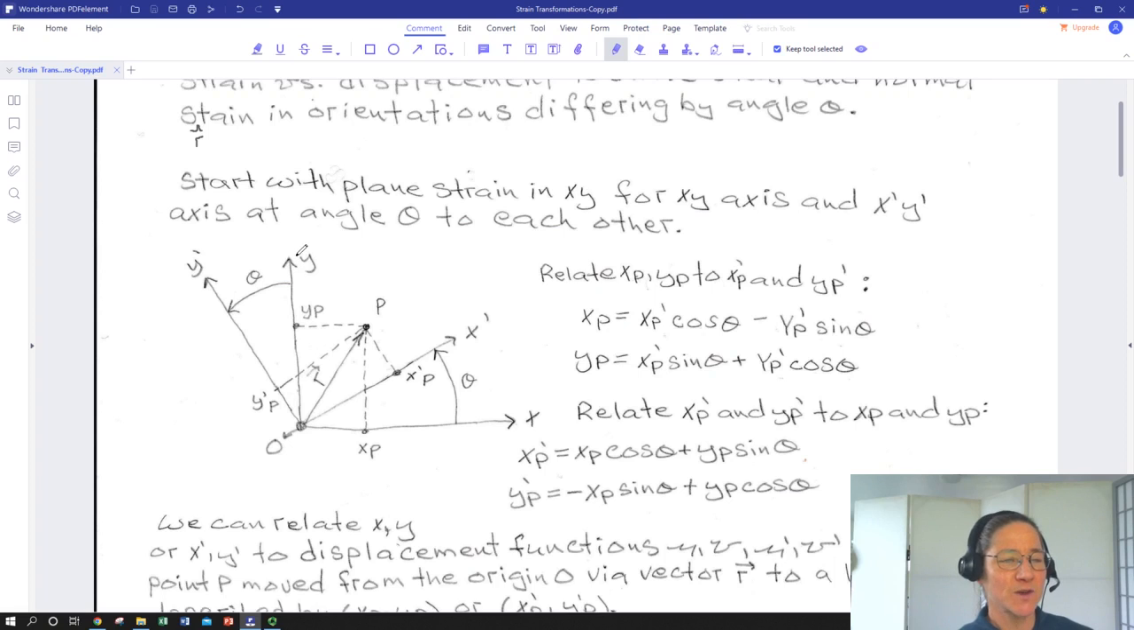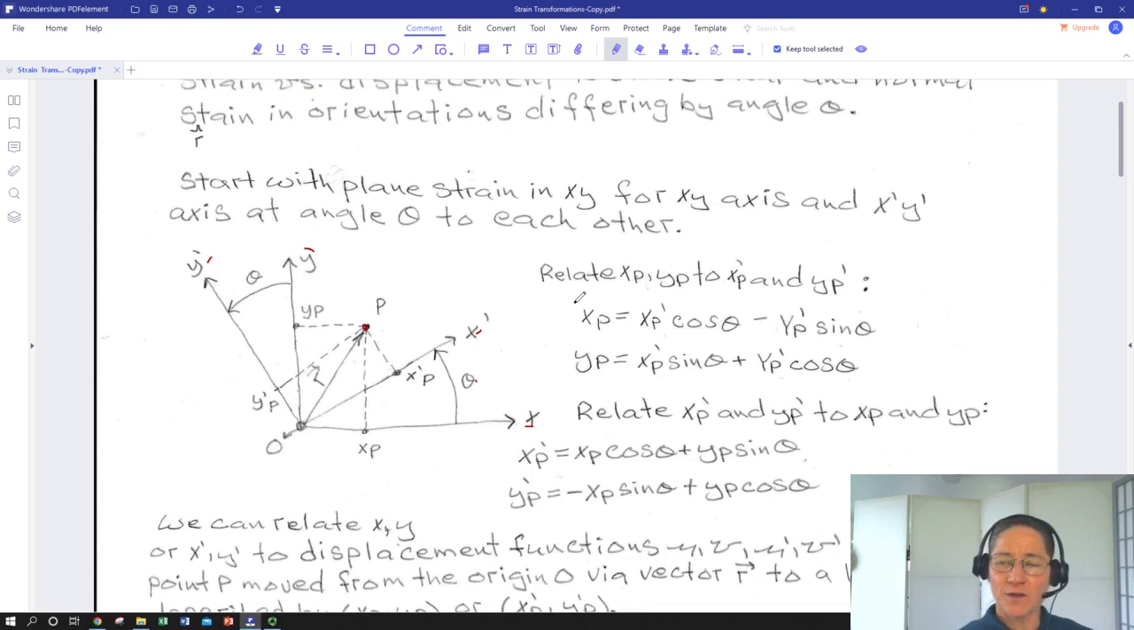So we have a reference coordinate system x, y, with y vertical and x on the horizontal going to the right. We have some point of interest P out here, and we can draw a radius vector from the origin to P. And we might be interested in the state of strain at P with reference to some coordinate system x prime, y prime that's rotated counterclockwise by some angle theta with respect to the x and y. So both x prime and y prime rotate an angle theta from x or y.